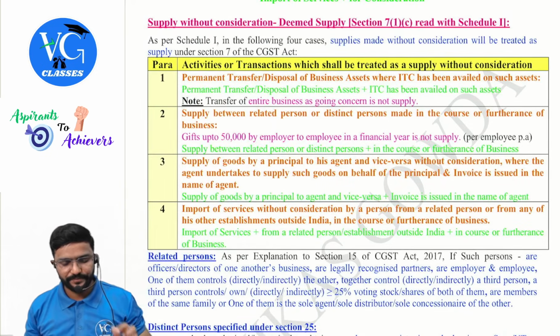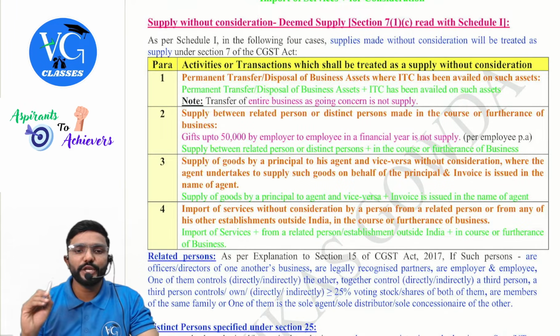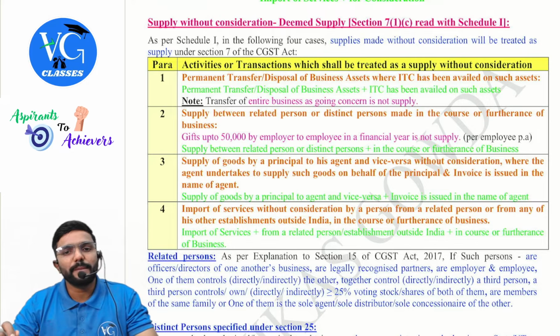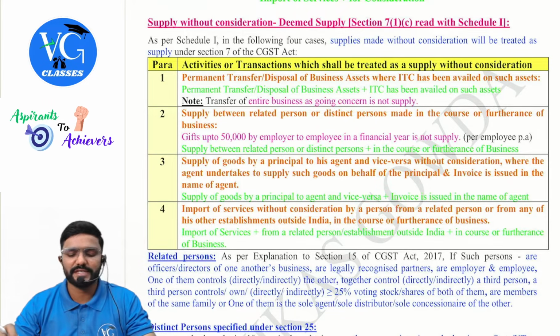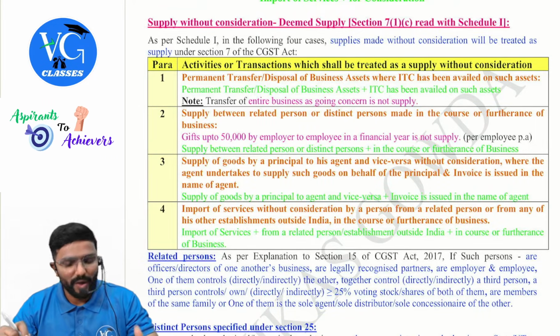Okay, guys, let us see. As per Schedule 1, in the following 4 cases, supplies made without consideration will be treated as supply under section 7 of the CGST Act, that is 7(1)(c). Para 1.